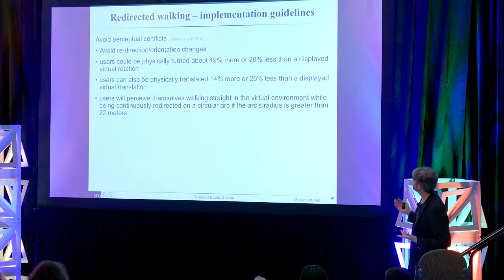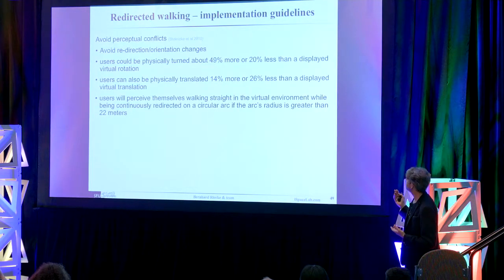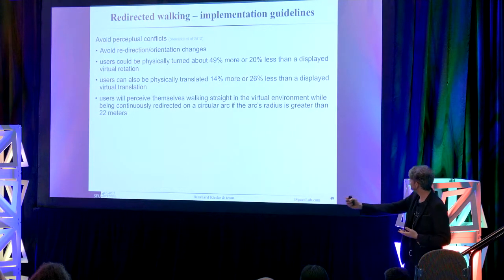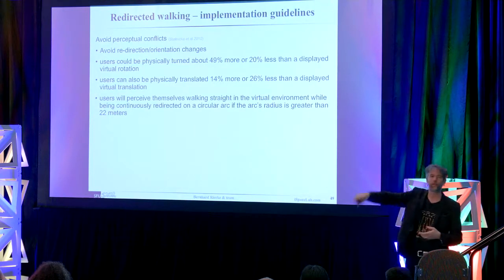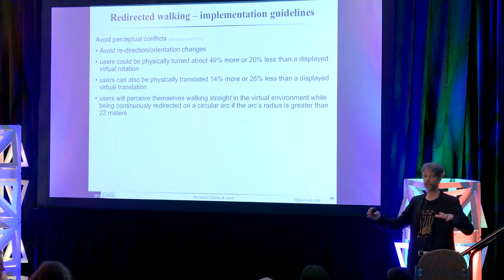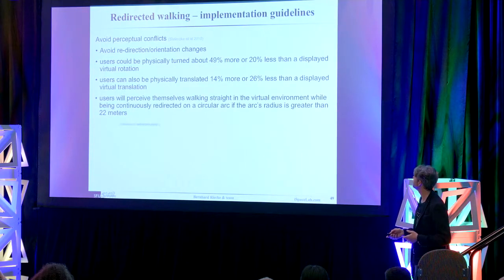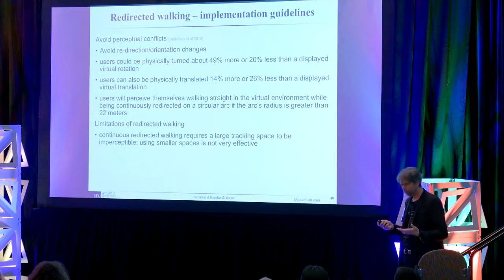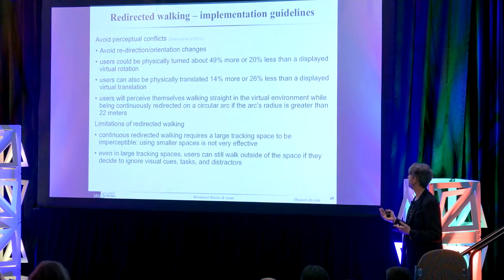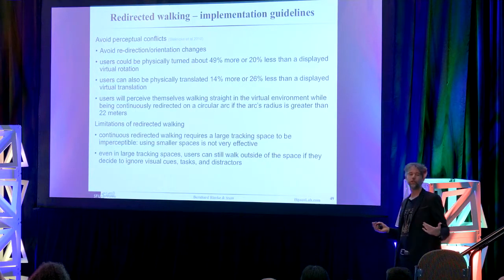And users will perceive themselves walking straight in a virtual environment while being continuously redirected on a circular arc if the arc's radius is greater than 22 meters, so a lot bigger than this place here. So even there, if you really want to do this, you need a large space. And so there's quite some limitations. So you need a large tracking space. Smaller spaces, it doesn't really work that well, and people might just ignore it.